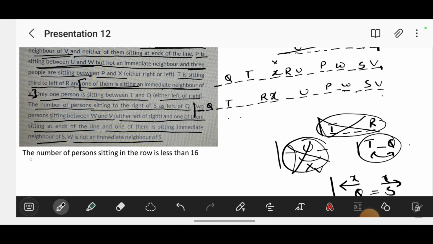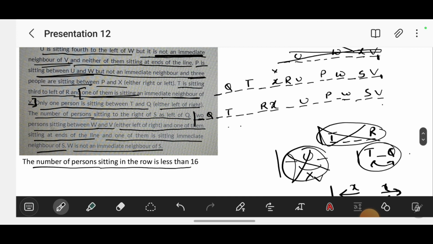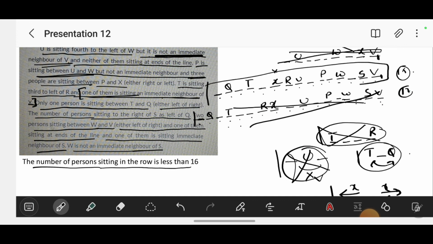And there is another point: the number of persons sitting in the row is less than 16. Calculate them: 1 2 3 4 5 6 7 8 9 10 11 12 13 14 15, less than 16. Correct. Next, 1 2 3 4 5 6 7 8 9 10 11 12 13 14 15 16 17. There are 17. So this case is wrong and this case is correct. Note it down, guys.